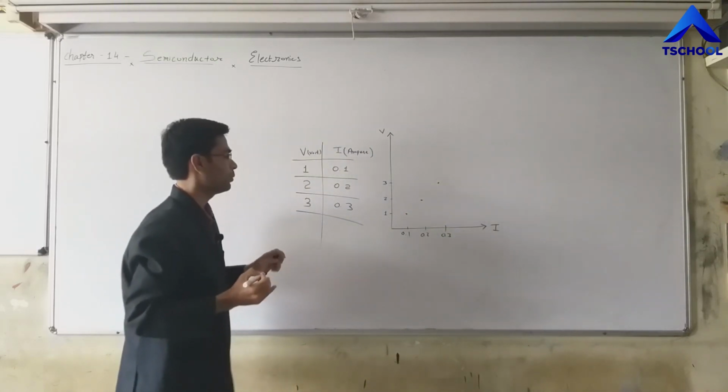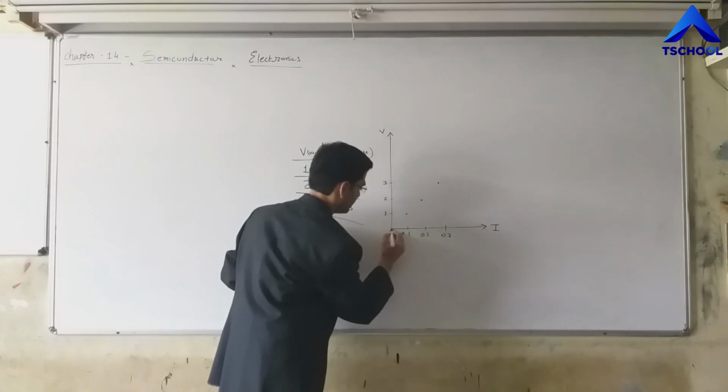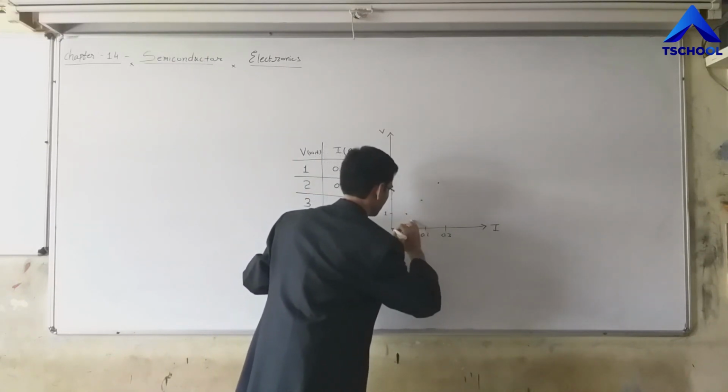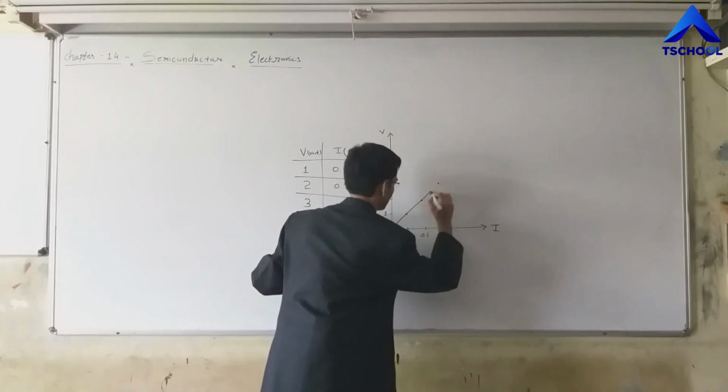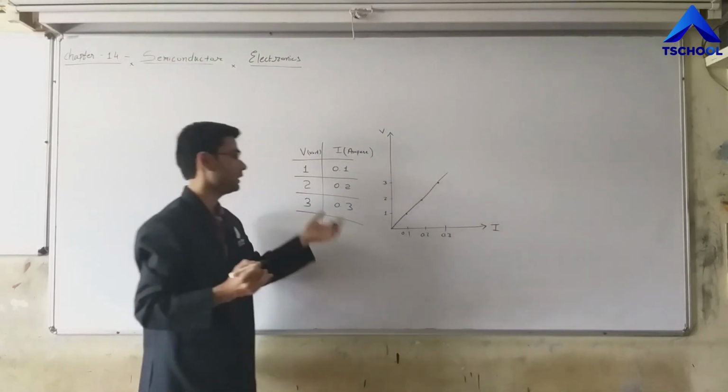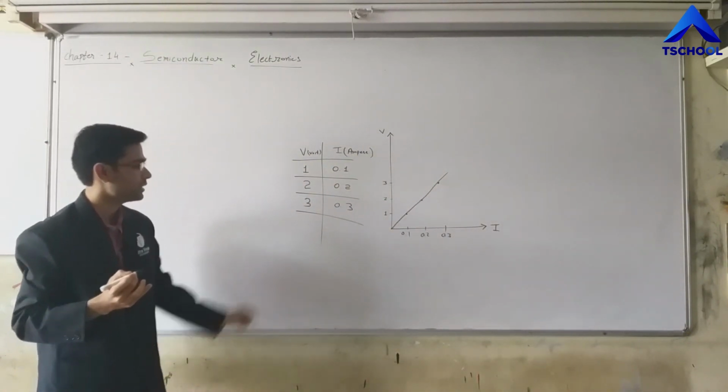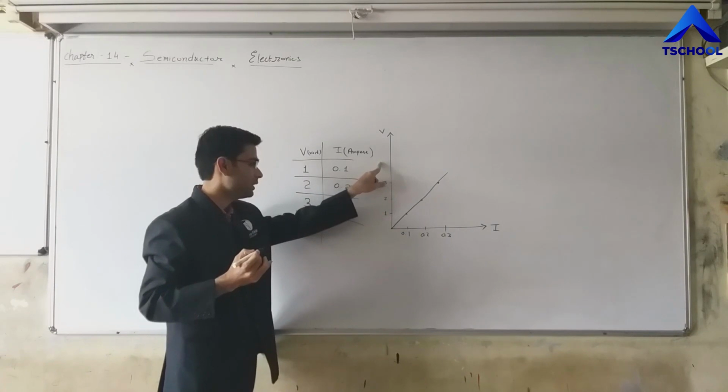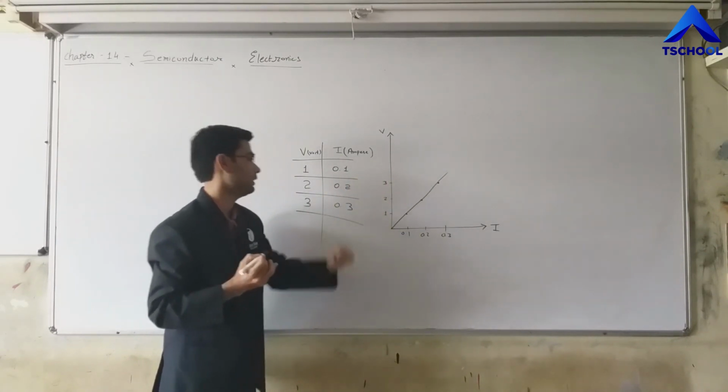Now, starting from 0, the graph is a straight line. It suggests that when the voltage increases, the value of current increases.